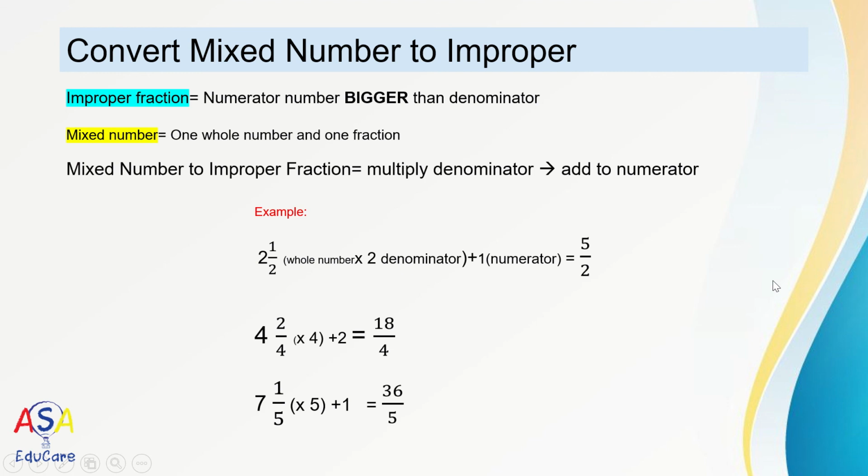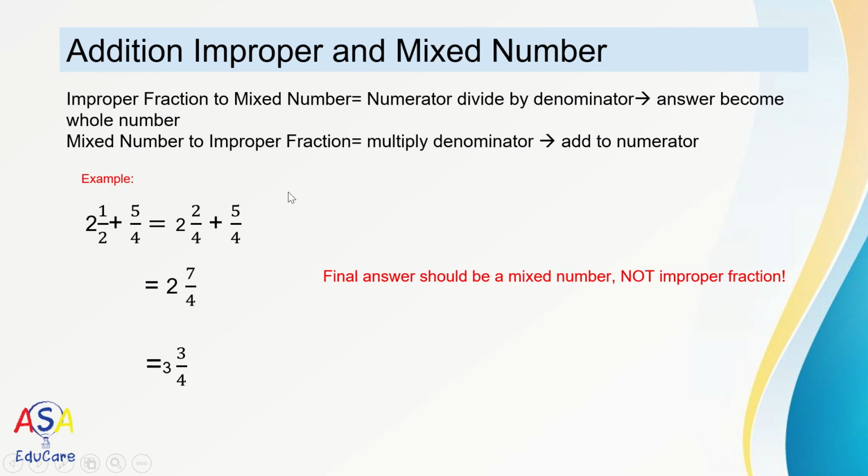Last part, addition. When there's improper and mixed number. So what happens here? Same as year 3, you look at the denominator first. Don't care about the mixed number. Don't care about the improper. Just focus on the denominator because it's the most important thing. So here we see two different denominators. We need to change again. So gotta ask yourself, what is the closest I can make it to 4? So 2 times 2 become 4.